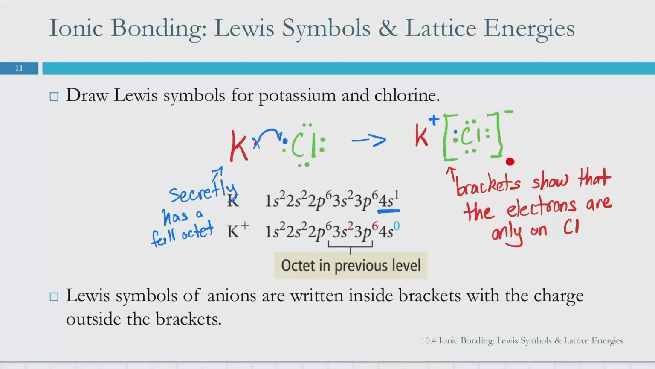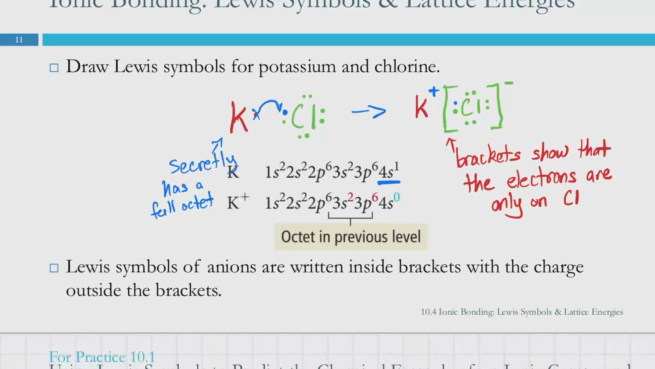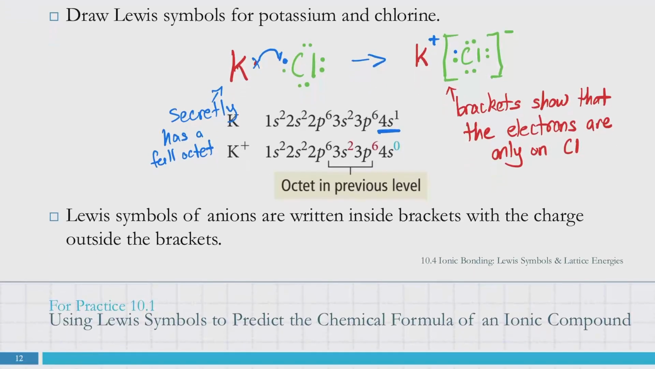And we also do brackets for polyatomic ions as well. So if we had a group, we would do the brackets around the whole thing, charge in the top right corner, to show that that whole thing has whatever that charge is.